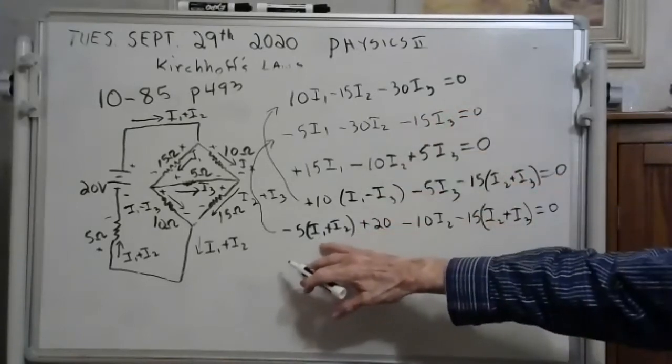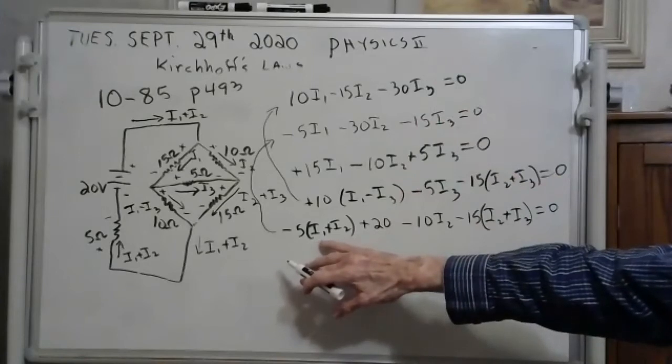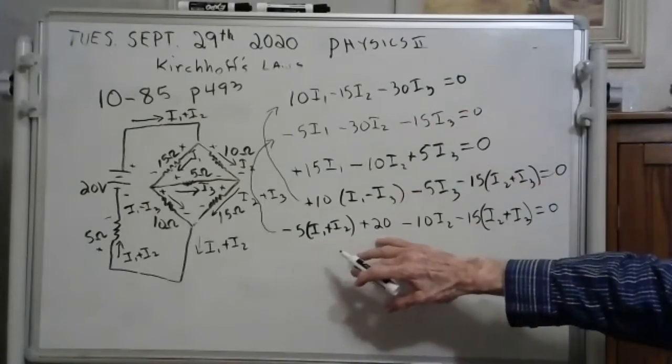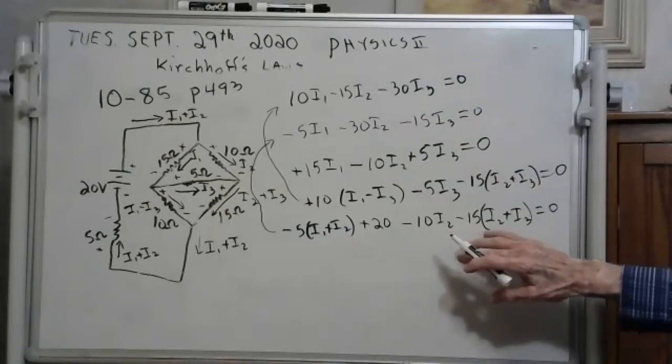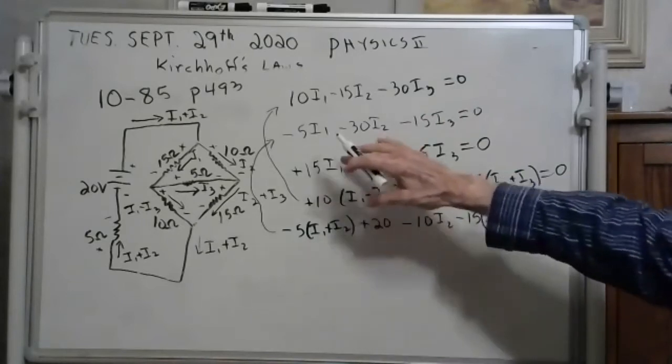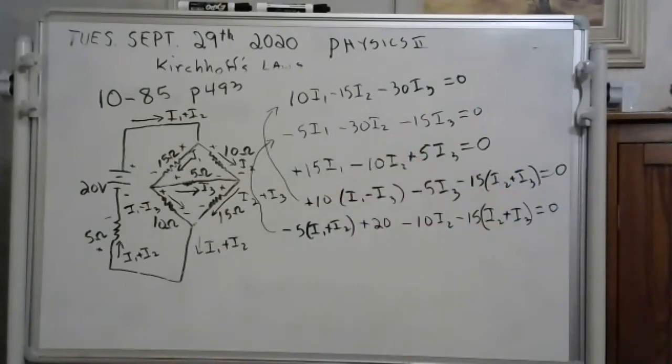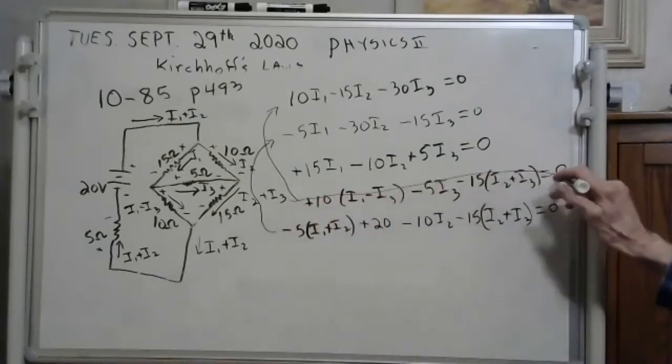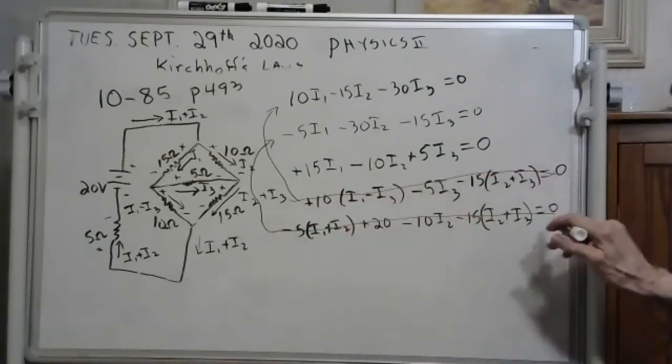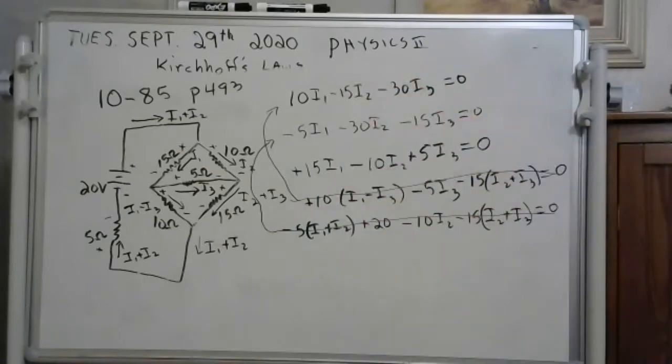I wonder if I did that right. Minus 5I1, minus 5I2, minus 15I2. Yeah, I think I did that right. I don't need these anymore, I'm just going to cross them out. And now I have my three equations and three unknowns.